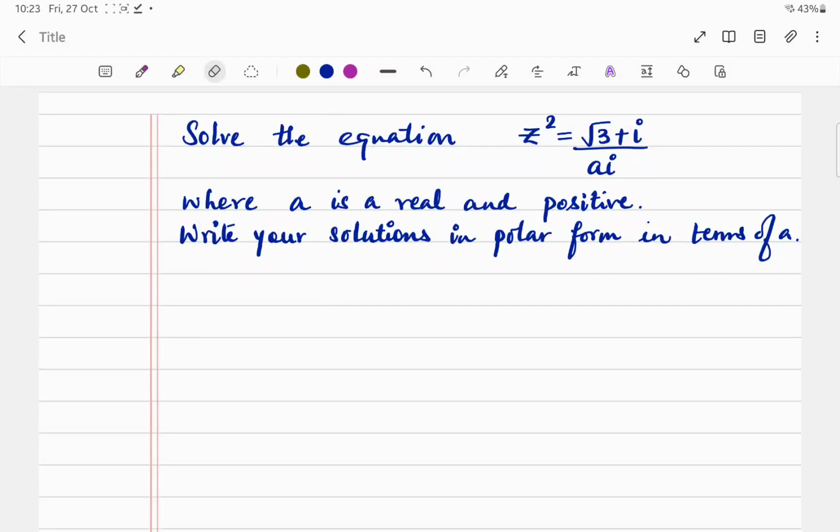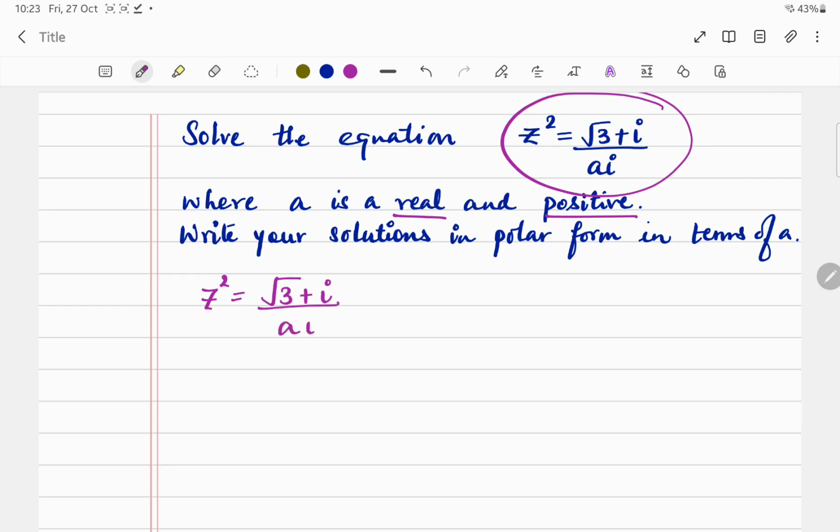So let's solve this question. It says solve the equation here, where A is real and positive. Write your solutions in polar form in terms of A. We don't have to find A, we have to write the solutions. So first, let's just copy the question. z squared is equal to (root 3 plus i) over Ai.